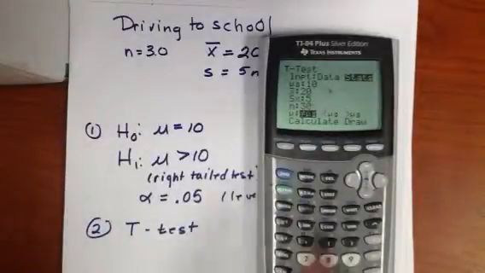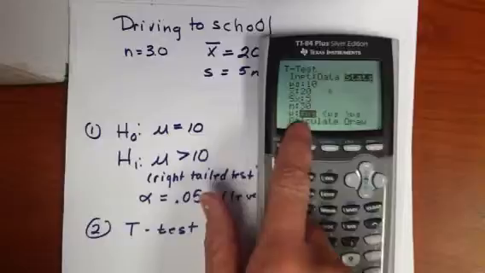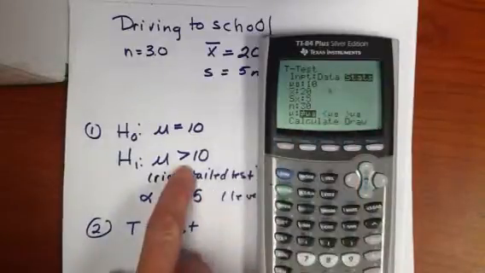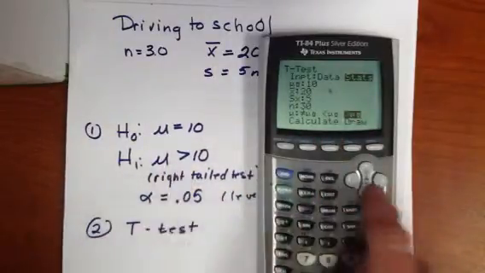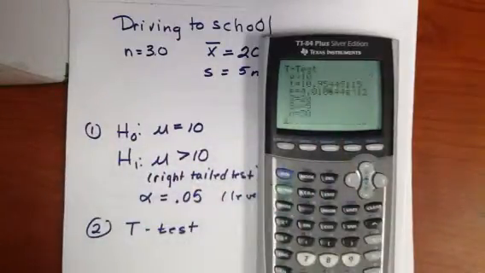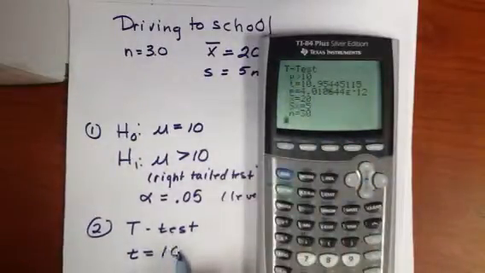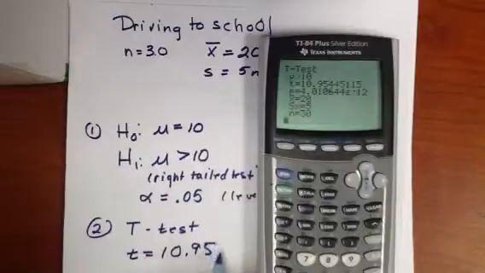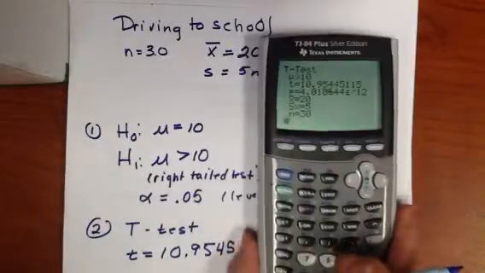Sample size is 30. And what type of test are we doing? Are we doing a two-tailed, a left-tailed, or a right-tailed? Mine's a right-tailed, greater than mu naught. This should always match your alternative. And I calculate and get a t-test statistic of 10.9545. Pretty large. So I'll talk about that here in a second when we finish our steps.